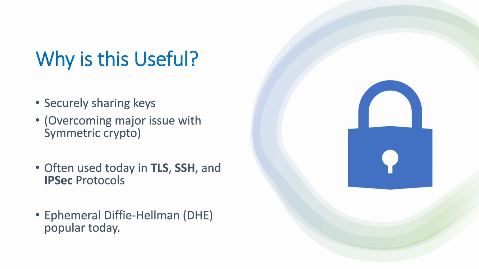We've also got ephemeral Diffie-Hellman, or DHE, which is really popular today because it's more secure. It's exactly the same as Diffie-Hellman, but you use a different key each time. So ephemeral: every time you do a new key exchange, you drop the key and create a new one. It's a little bit slower because you need to recalculate each time, but it's much more secure because you're not reusing those keys.